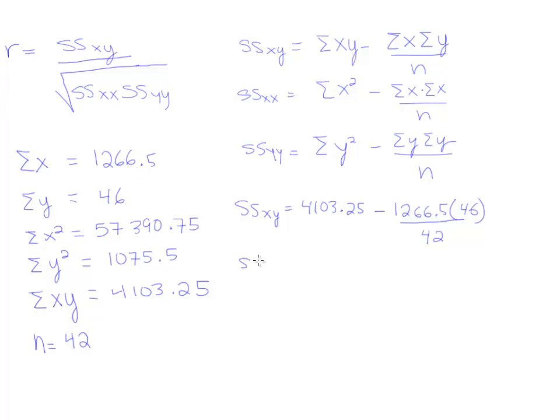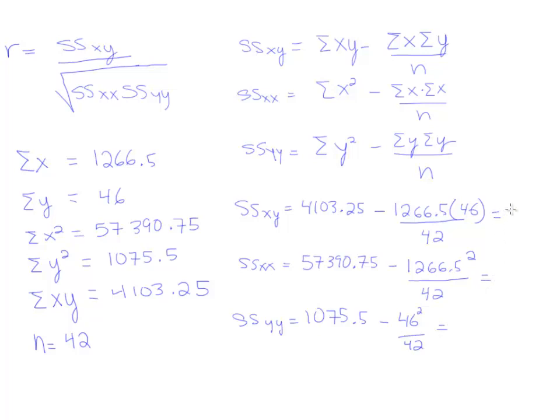So let's go ahead and do the next one, which is the summation of xx. And so the x squared quantity is right here, 57,390.75, minus the summation of x times itself, so 1266.5. We can just write squared, right, because it's times itself, and then divide by 42. And then finally we'll have the mixed term, or the y term, pardon me, so SSYY, which is equal to that first value, which is 1075.5 minus the y value squared, and the summation of y squared, and divided by 42 again. Okay, so each of these will have a numerical answer. And let's go ahead and get that with our calculator now.